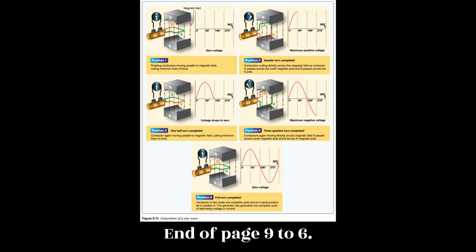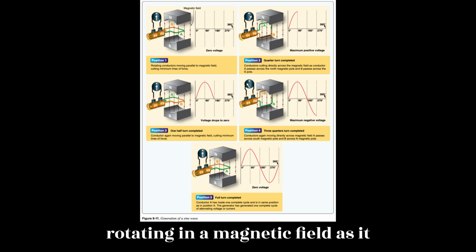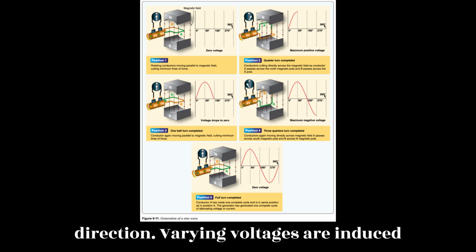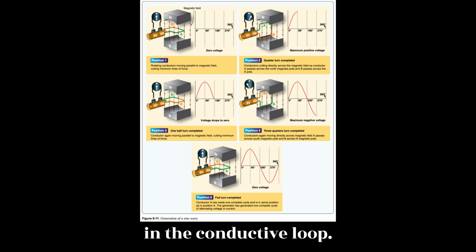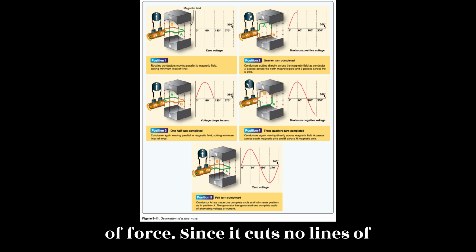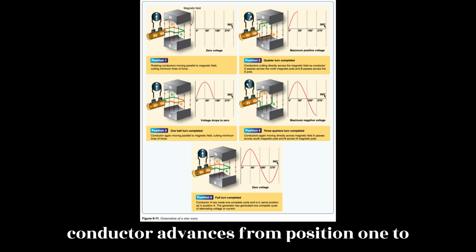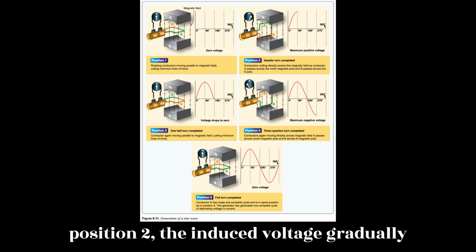End of page 9-6. Figure 9.11 illustrates the generation of alternating current, AC, with a simple loop conductor rotating in a magnetic field. As it is rotated in a counterclockwise direction, varying voltages are induced in the conductive loop. Position 1. The conductor moves parallel to the lines of force. Since it cuts no lines of force, the induced voltage is 0. As the conductor advances from position 1 to position 2, the induced voltage gradually increases.